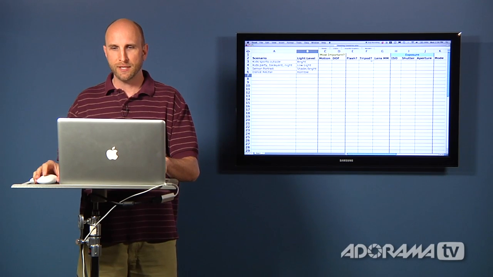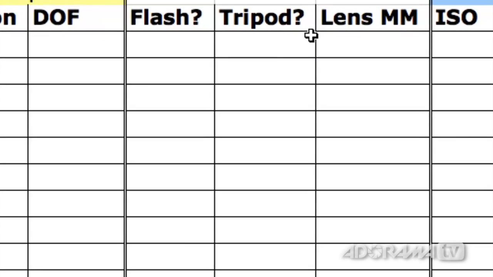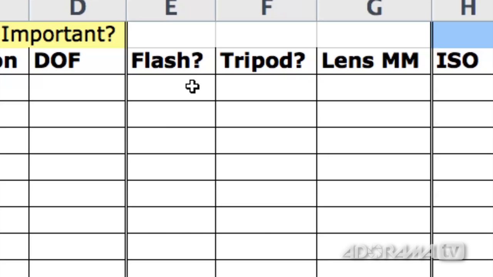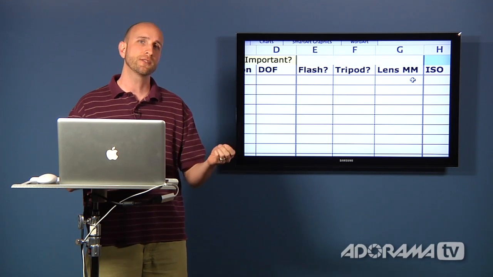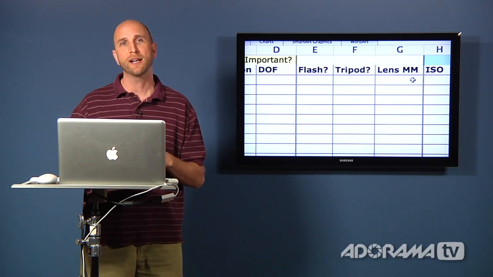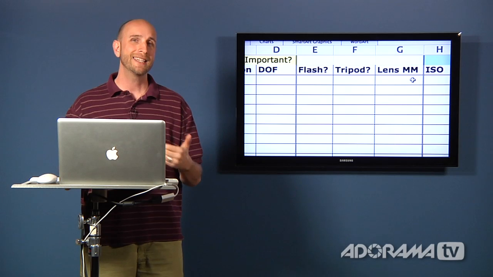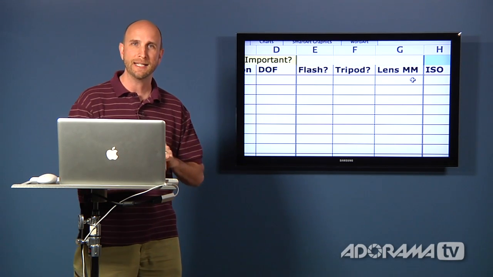So we have another section of this spreadsheet here, and it says, do you have a flash? Do you have a tripod? And what lens are you using? Now, the thing to understand here is this isn't, am I going to use a flash? Am I going to use a tripod? What we're asking ourselves is, is it available to use if I need it?